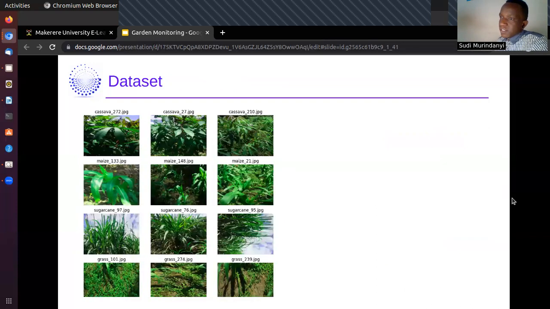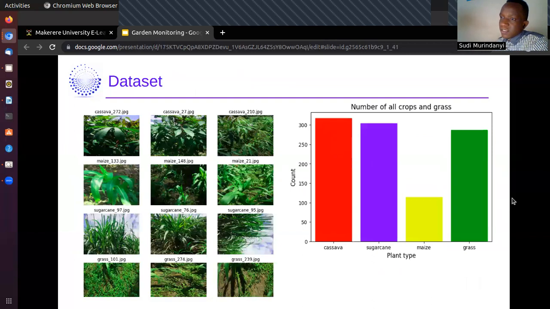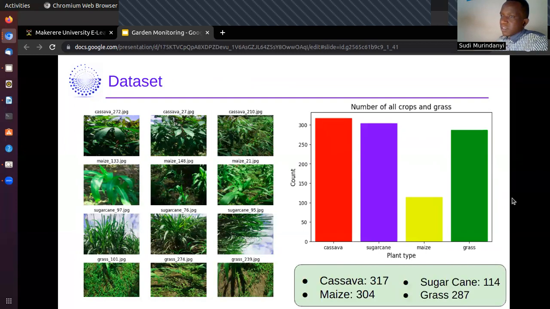So this is the data set. This is how it looks. You can see we have cassava on top left, cassava, maize, sugarcane, and some grasses. And the images I was able to crop in total: 370 cassava, 17 cassava, 304 maize, sugarcane 114, and 287 images. They are not balanced, but still they were able to produce very nice models. And again, something to remind, I did not use any augmentation technique here. I just used the data the way they are.